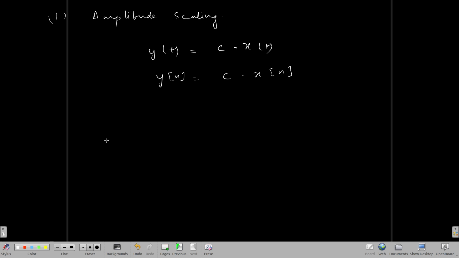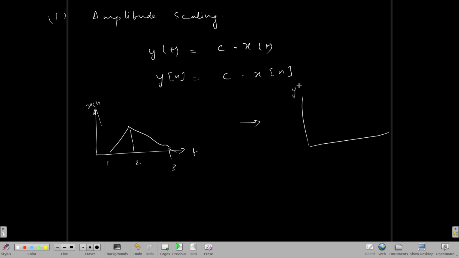Suppose we have a signal, okay, x of t, right? Let this be the signal. Okay, this is 1, 2, and let this be 3. Forgive my drawing. So from this we can get what? y of t is equal to 2, and let this be 1. Okay, 2x of t, and how will this be?